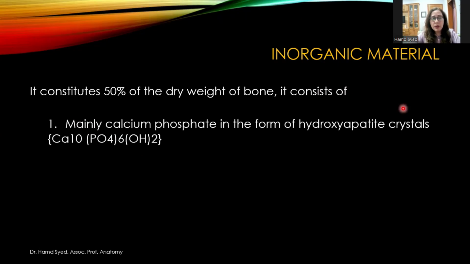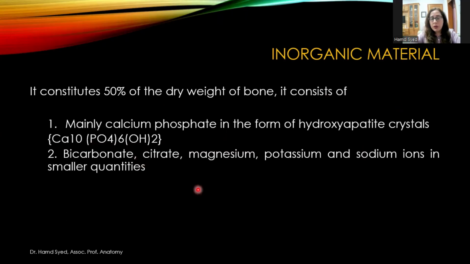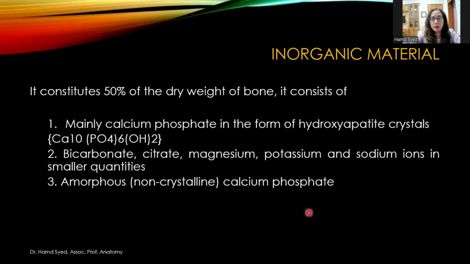And this inorganic material is mainly calcium phosphate, which is present in the form of the hydroxyapatite crystals. So this is the lengthy chemical formula for the hydroxyapatite crystals. But there are also some other ions such as the bicarbonate, magnesium, potassium, and sodium ions in smaller quantities within the bone. And other than the crystals, you also have the non-crystalline, that is the amorphous calcium phosphate. Collectively, they are forming the inorganic portion of the bone. And as I told you, it forms 50% of the dry weight of bone.